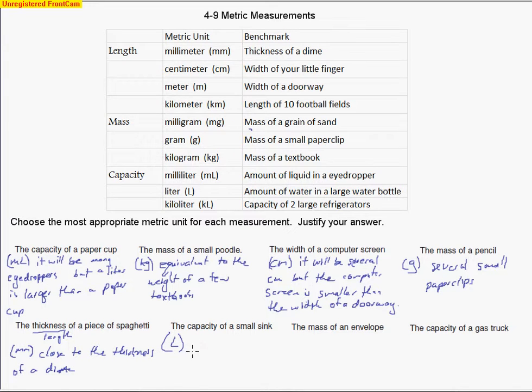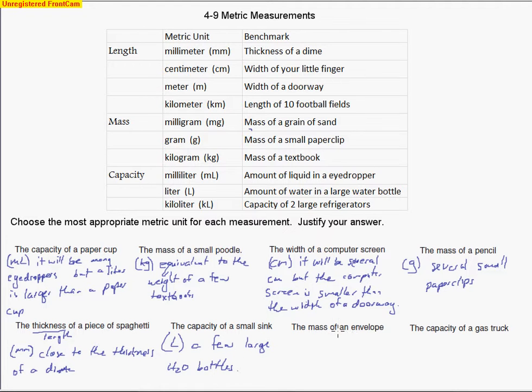And it would take a few large water bottles to fill the sink. And so that's why I'd go with that, because it's close to that amount.